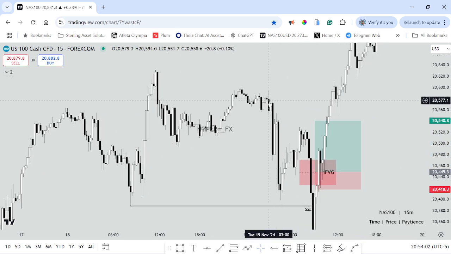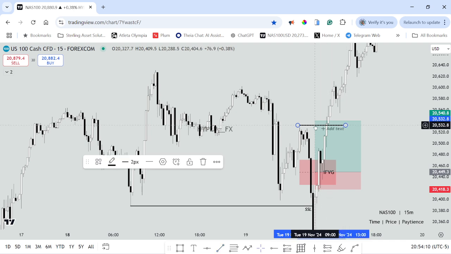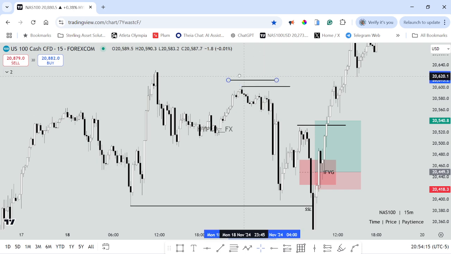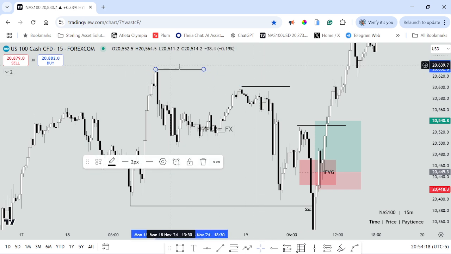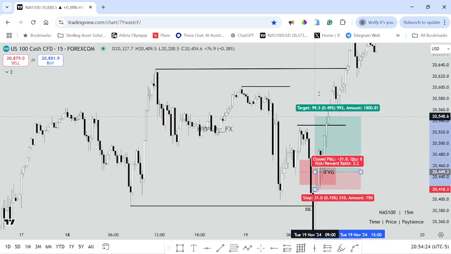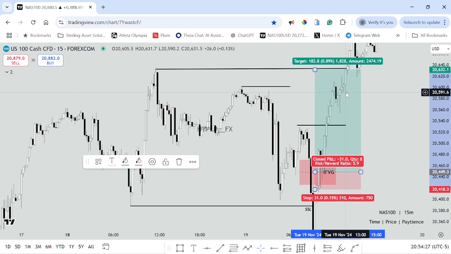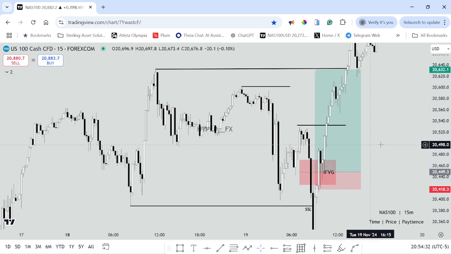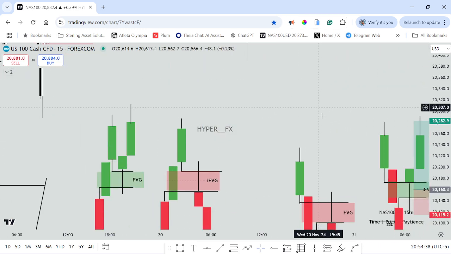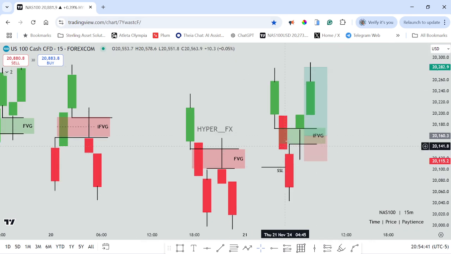Then I'll be targeting relative equal highs, like this high, this high, and this high. So as you can see, it was a very quick and nice trade, and it will be done before lunch or during lunch. This is 1 p.m. So this is the model. This model right here is what I demonstrated here.